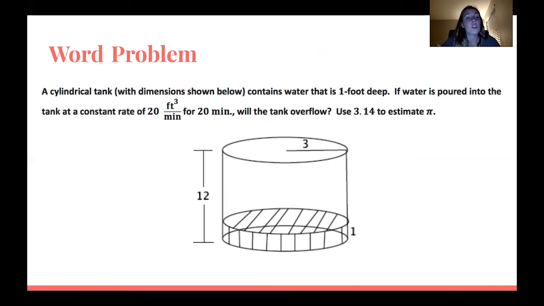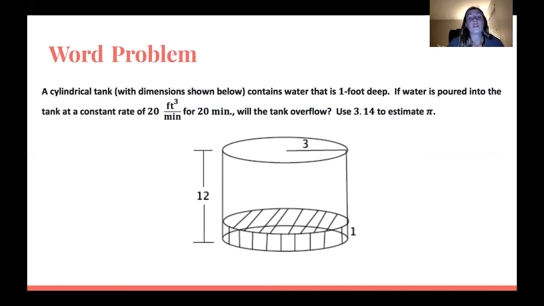So it says a cylindrical tank with dimensions shown below contains water that is 1 foot deep. If water is poured into the tank at a constant rate of 20 feet cubed per minute for 20 minutes, will the tank overflow? Use 3.14 to estimate pi. So this question is telling us, first off, that they want the answer to not be in terms of pi. So whatever we get, we're going to multiply by 3.14, and we're probably going to round to the second decimal.